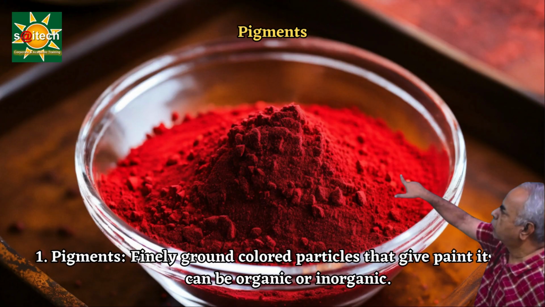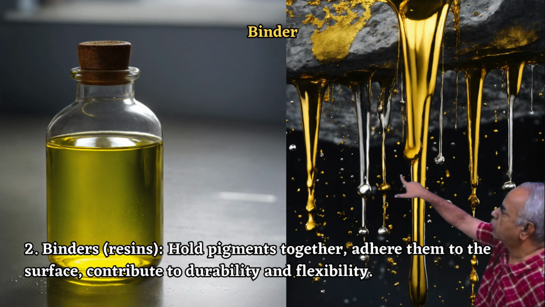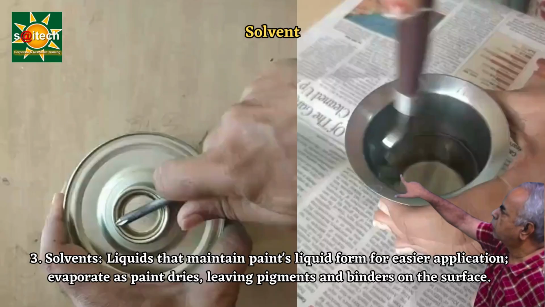Pigments. These are finely ground colored particles that give paint its color. Pigments can be organic or inorganic. Binders. Also known as resins, binders are the components that hold the pigments together and adhere them to the surface after the paint dries. They also contribute to the paint's durability and flexibility.